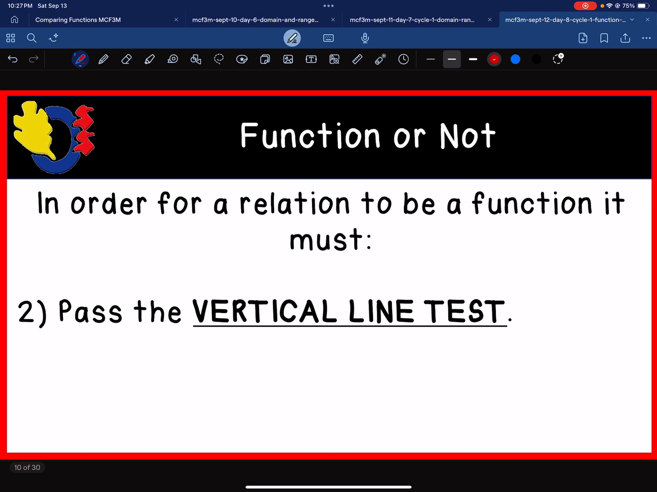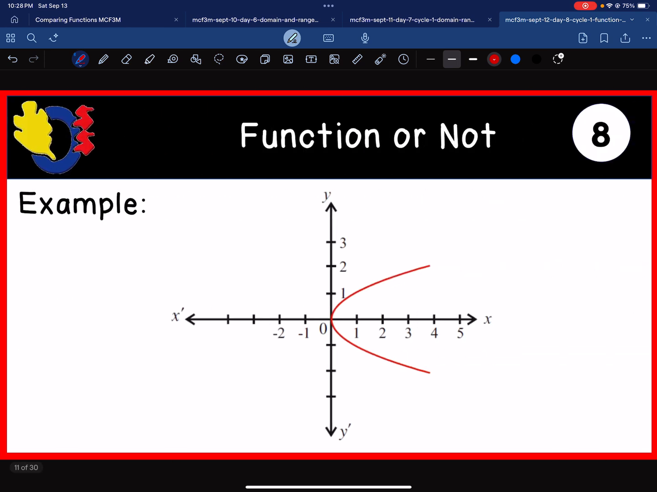Okay, let's move on. So the second criteria in order to be a function is the relation must pass what's called the vertical line test, and we're going to call this VLT for short, okay? So if we look at graphs this time, if I were to draw a vertical line, because I hit the function 2 times, this is not a function. Because I hit the parabola 2 times, it's not a function. So we're going to say it fails the VLT, so it fails the vertical line test.